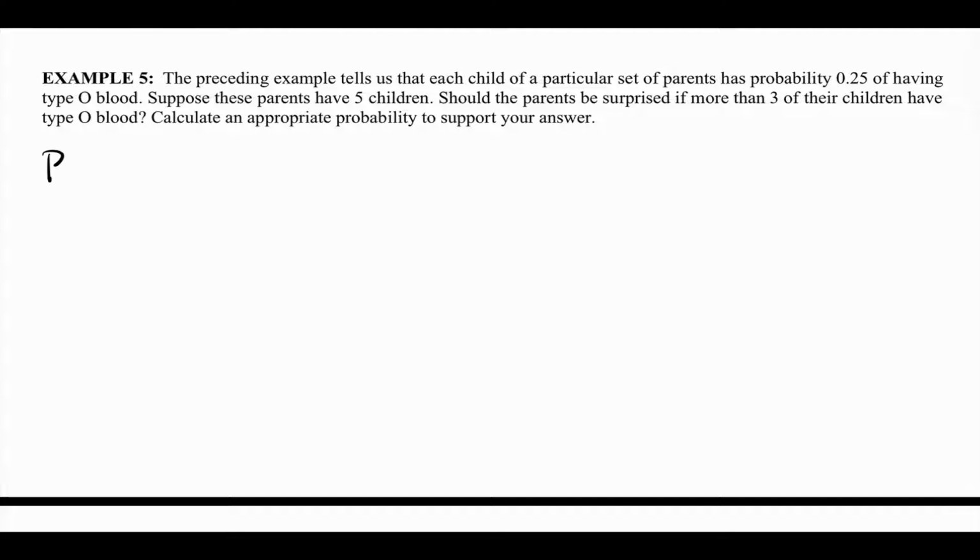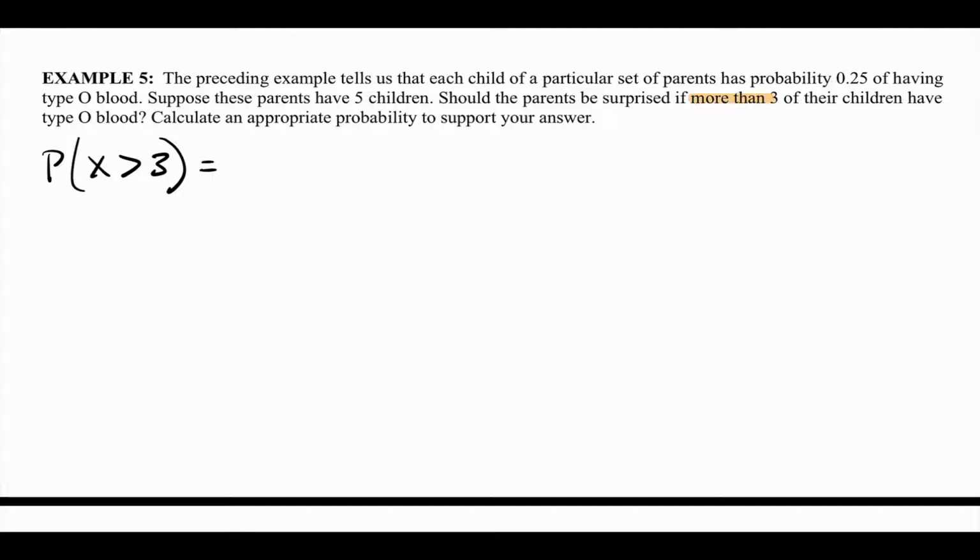They're looking for the probability that x is greater than 3. More than 3 means 4, 5, 6, 7, 8, 9, right? It doesn't include 3. If it were at least 3, then they would include 3. So it's going to be greater than 3. We're going to figure that out.